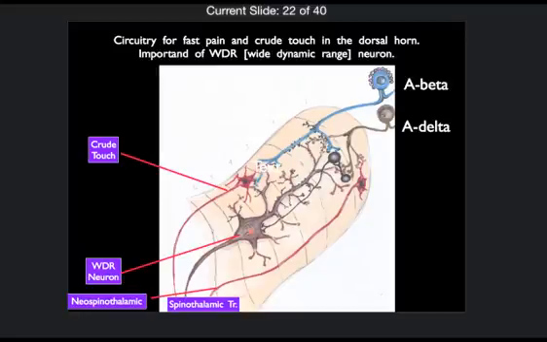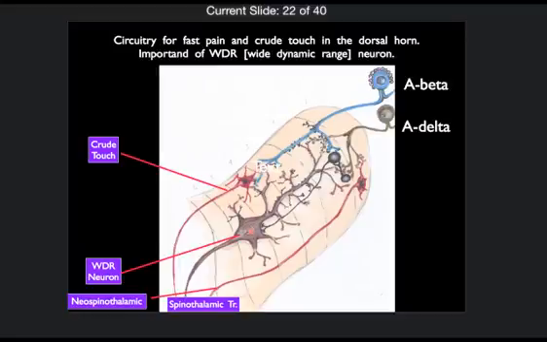And so that ends up exciting the WDR. And why do they call it wide dynamic range? It's because it gets information not only from pain, but it also gets information from an A beta, which is going to do what? It's important because if that's theoretically and in fact not present, the subject detects pain, but they can't localize it. So this is an important adjustment for localization from the A beta.